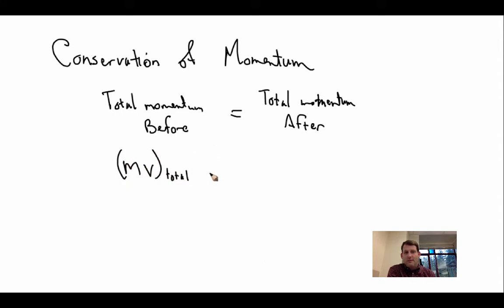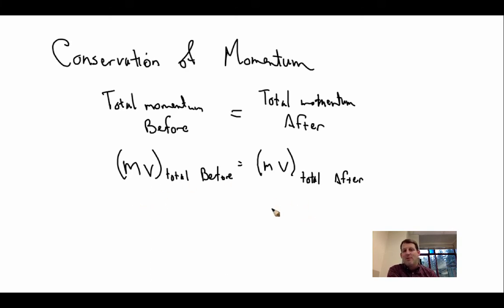To write that in shorthand, we can say that the mv total before is equal to the mass times velocity total after. Now this word total could be substituted with net as well, so the net momentum before and after is equal to each other. This little equation can get really complex, but it boils down to this idea: if you start with a certain amount of momentum, the total of your momentum after has to be equal to whatever you started with.